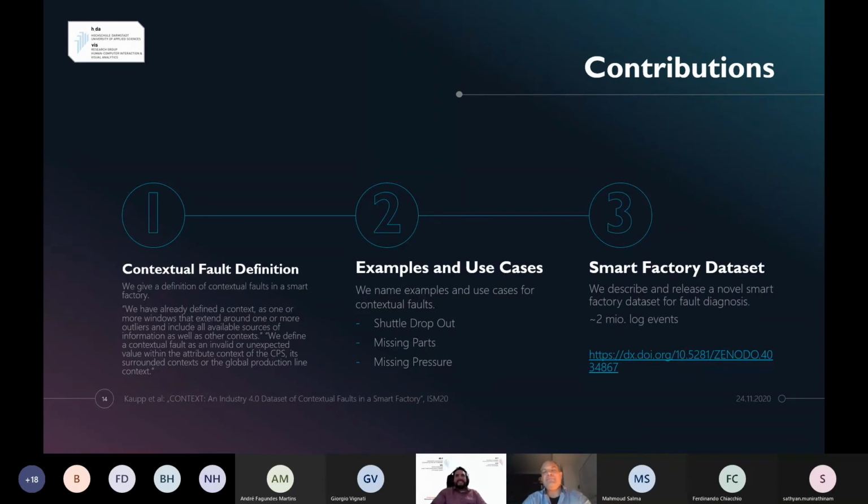Very interesting. Are there any more questions? Okay, this is not the case. Then thank you again, Lukas. We will now come to the next talk, which is the fourth contribution.